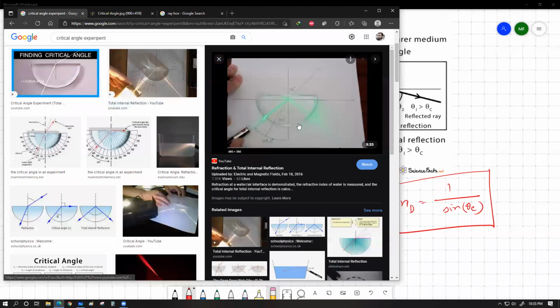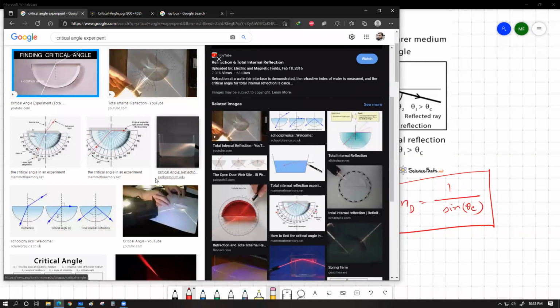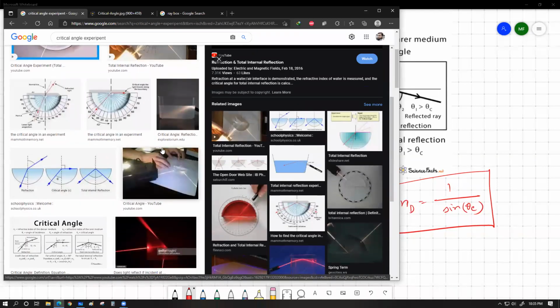For example, we have another scenario over here where we still have total internal reflection. You can go into this YouTube video, but I would like to show you some more figures where ray boxes are used.